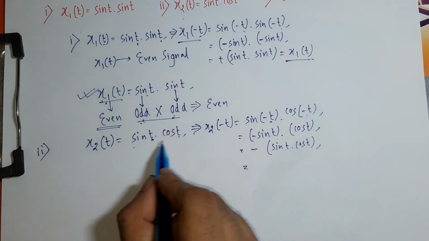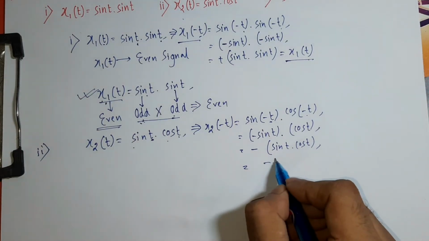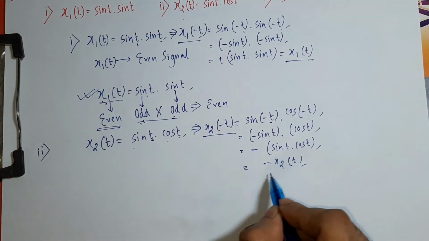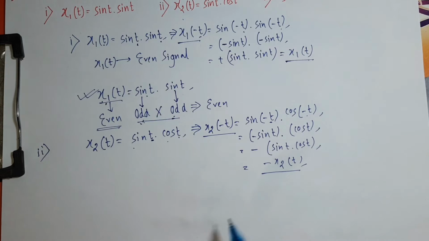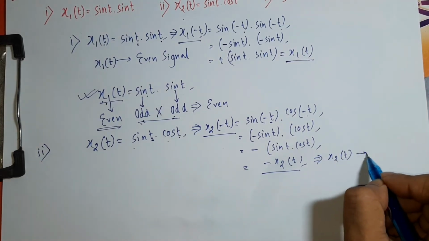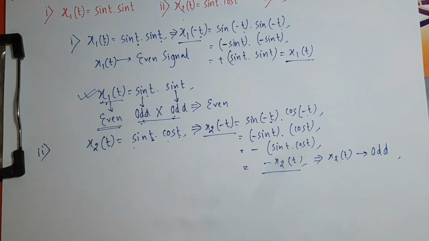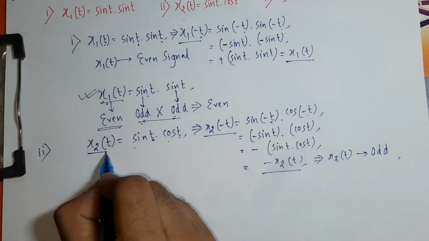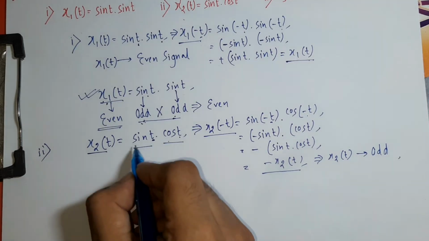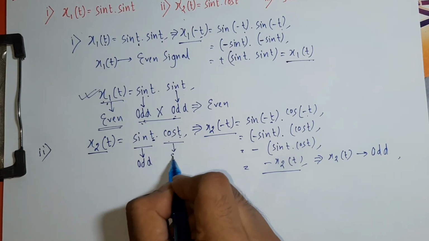And see that sin t into cos t is nothing but x2(t). So I have finally that x2(-t) is equal to minus of x2(t). So clearly x2(t) is an odd signal. Now let me solve the same problem using the properties. You observe that x2(t) is obtained by multiplying sin t with cos t. We know that sin t is an odd signal, whereas cos t is an even signal.